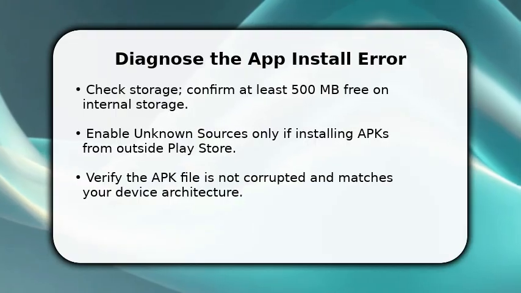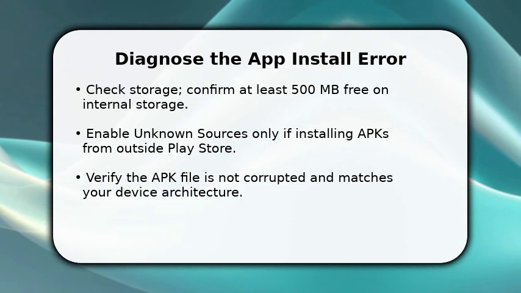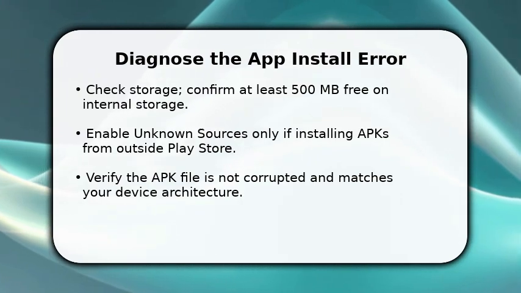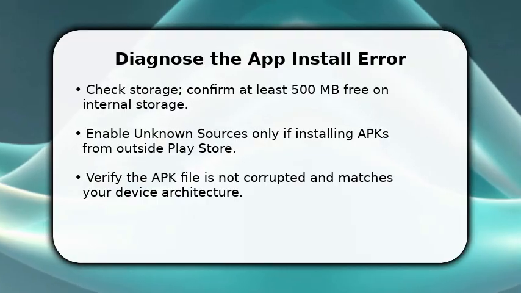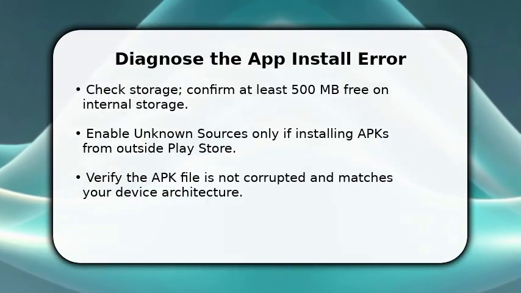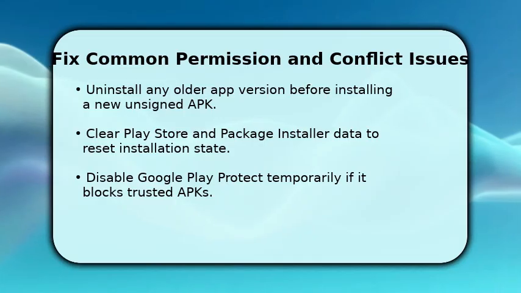Enable unknown sources only if you are installing an APK from outside the Play Store. Note the Android version and manufacturer customizations that can block installs. Reboot the device after changes before retrying installation. Resolve permission and app conflict issues to allow installation to proceed.